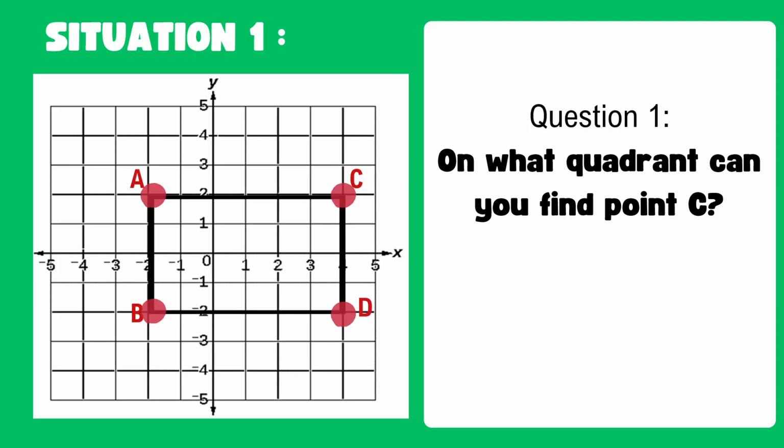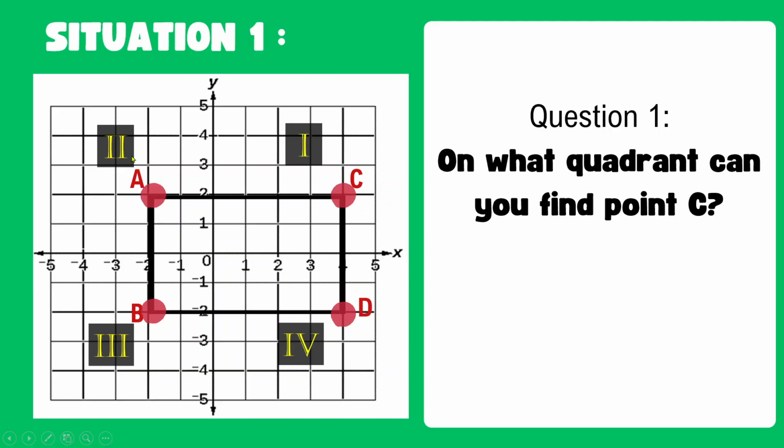Question 1. On what quadrant can you find point C? So this point is on what quadrant? If you can recall, there are 4 quadrants on a Cartesian coordinate plane. Quadrant 1, quadrant 2, 3, and quadrant 4. Quadrant 1 lies on the positive side of the Cartesian coordinate plane horizontally, and the positive side also vertically.